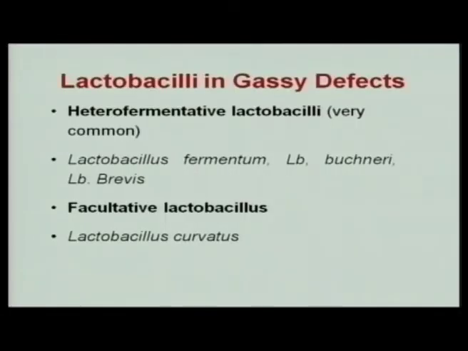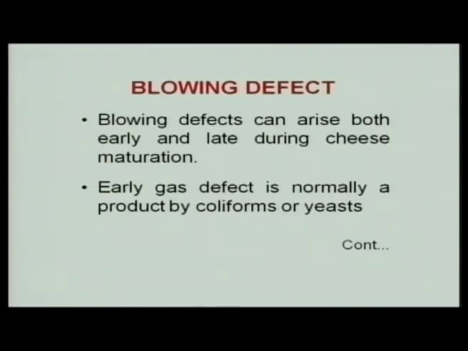Heterofermentative lactobacilli, unlike the homofermentative lactobacilli, also produce acetate, ethanol and carbon dioxide along with lactic acid, whereas the homofermentative ones, on the other hand, produce only lactic acid as the major end product of lactose fermentation. So, Lactobacillus fermentum, Lactobacillus buchneri and Lactobacillus brevis are known to be facultative heterofermenters. Lactobacillus curvatus is also important, and these can produce gas in the cheese which is undesirable.